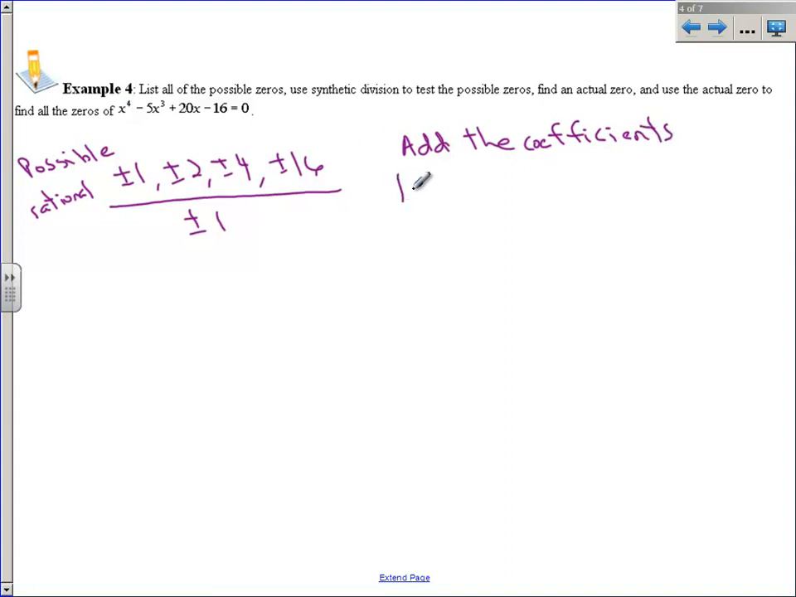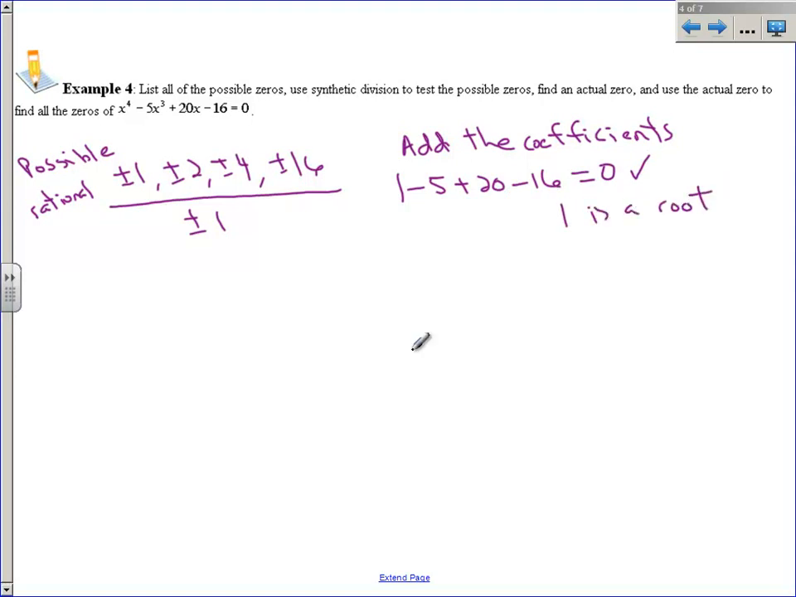So 1 minus 5 plus 20 minus 16. Let's see what that is. 1 minus 5 is negative 4. Negative 4 plus 20 is 16. 16 minus 16 is 0. This means that 1 is a root.